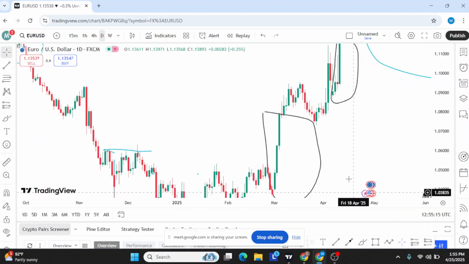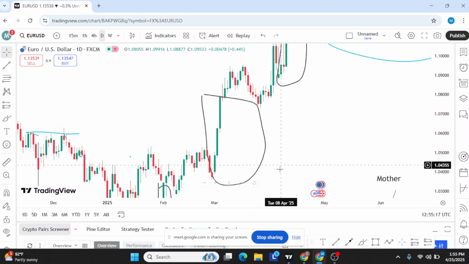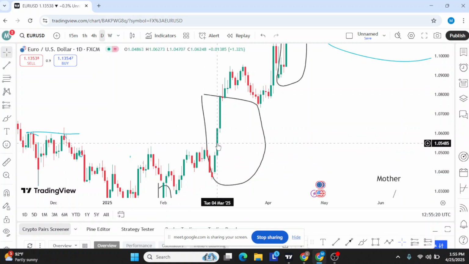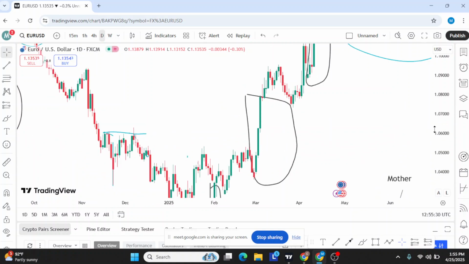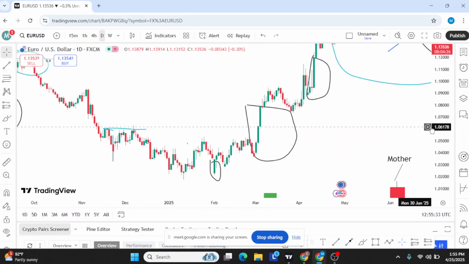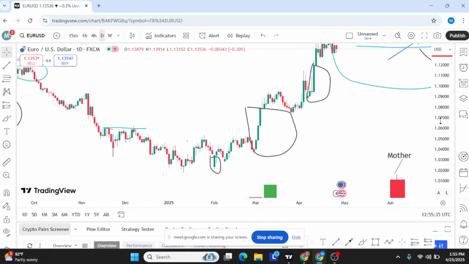What do we call these three consecutive closing candles? The bullish one. These three candlesticks that close together, we have a name for this pattern. Exactly, thank you. Three white soldiers. You can see three white soldiers.